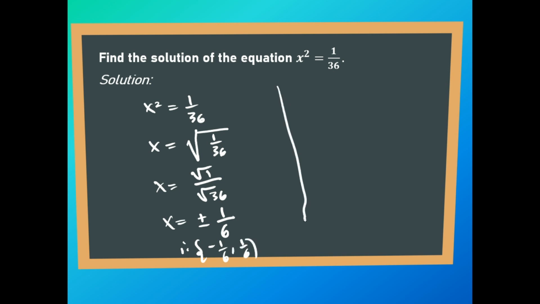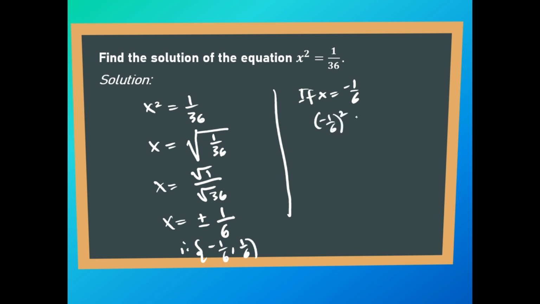You can do the checking for this one. Checking natin. So if x is negative 1 over 6, so magiging negative 1 over 6 squared is it equal to 1 over 36? So pag raise into 2, each of the numerator and denominator raise natin ng 2. Negative 1 squared is 1. 6 squared is 36. So tama.